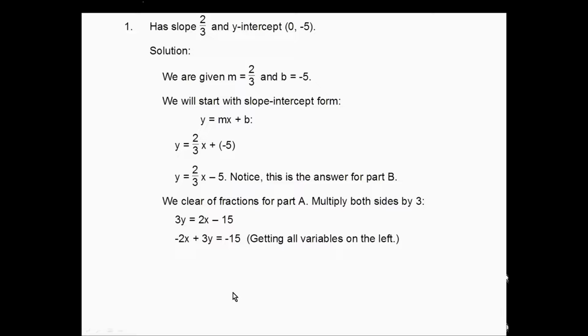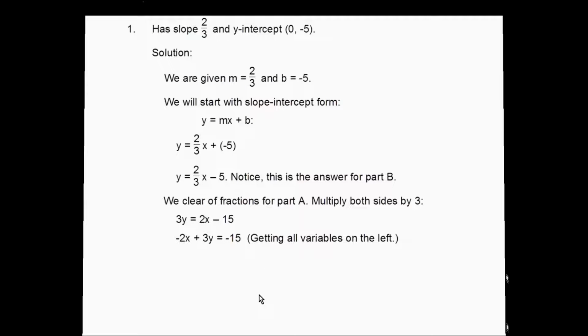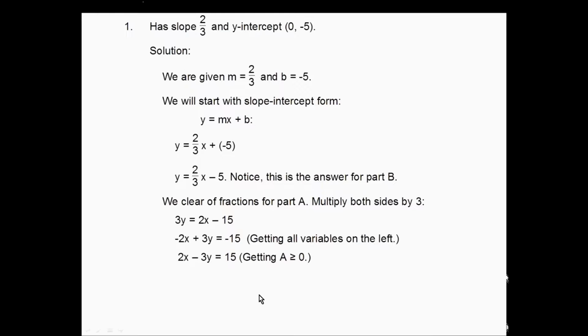Okay, getting all the variables on the left. Now remember, there was one other requirement for general form. The coefficient of x could not be negative, and it is. So change all the signs. So again, we're multiplying by negative 1 or dividing by negative 1. So I'll end up with 2x minus 3y equals 15. So that's getting my coefficient of x, my a, greater than or equal to 0.